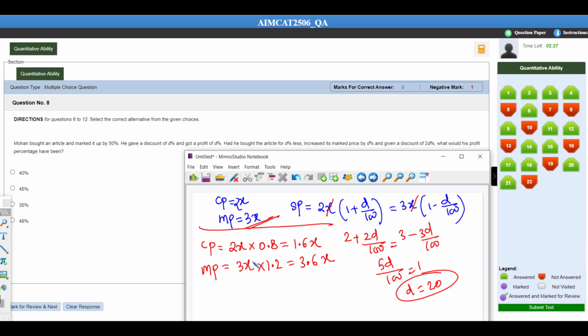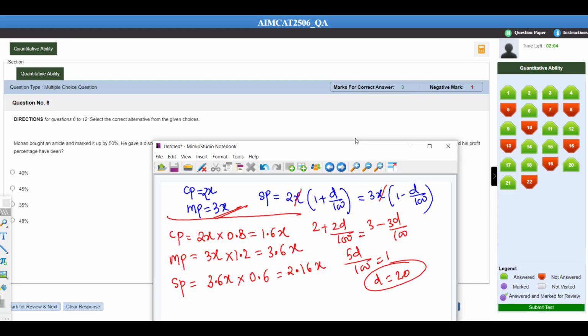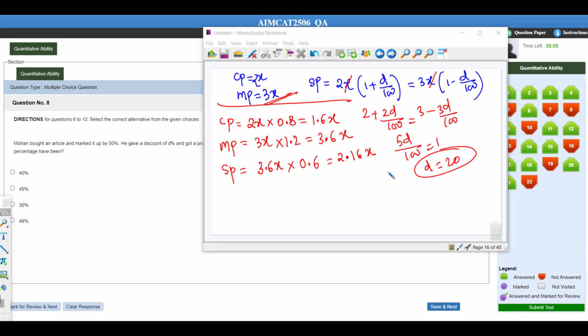And given a 2d% discount, which is now a 40% discount. So mark price is 3.6x, 40% discount means into 0.6. This 36 into 6 is 216. So 2.16x is the selling price. So what will be the profit percentage? Look here. CP is 1.6x, SP is 2.16x.